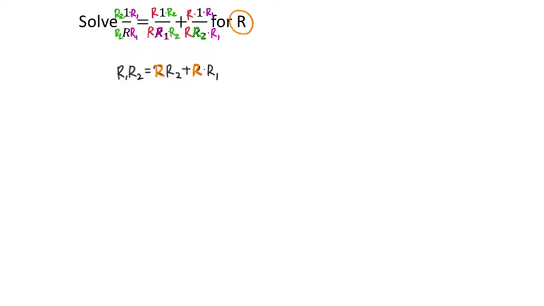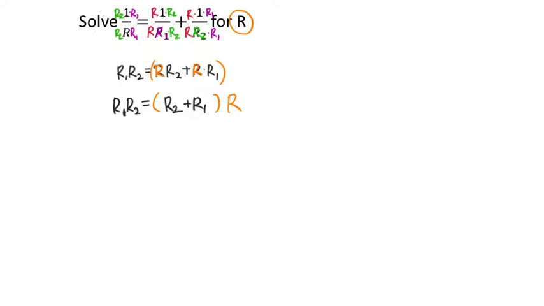I don't want two different R's like that, so this is where, like I was talking about, we've got to use some factoring. From those two terms, I'm going to factor out an R, and that would leave me with parentheses, and inside the parentheses, R2 plus R1. And this still equals R1 times R2. It's not a comma, that's a 1.